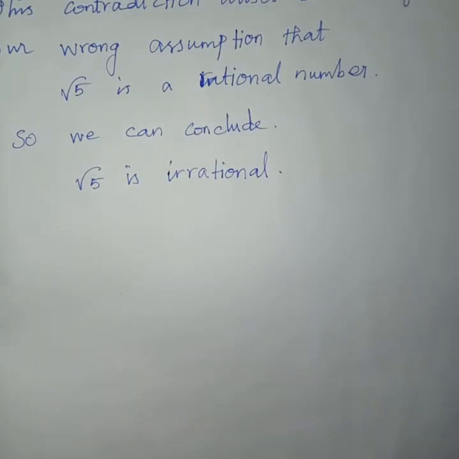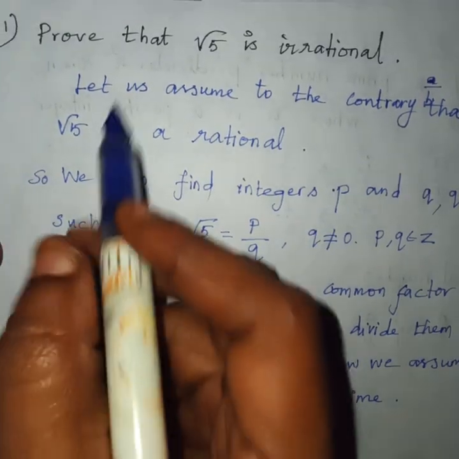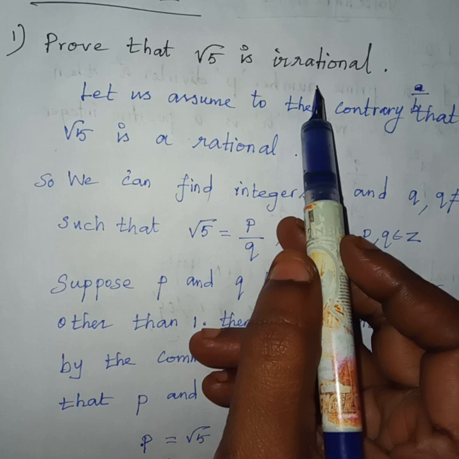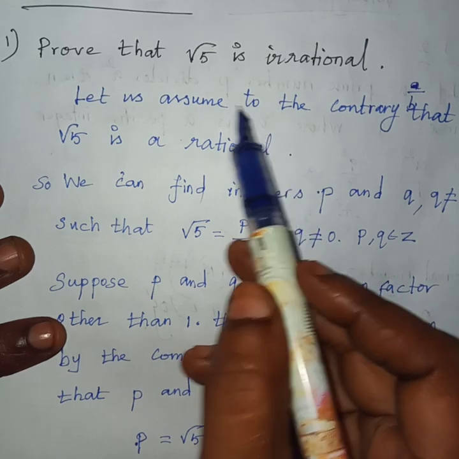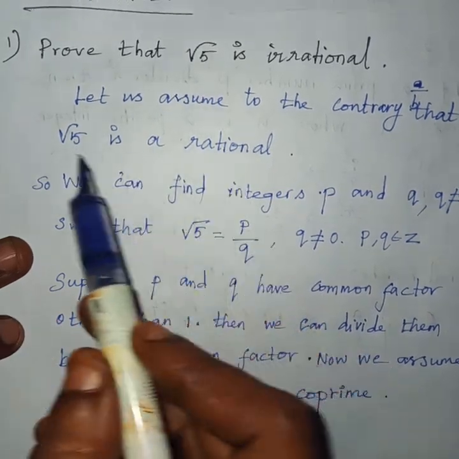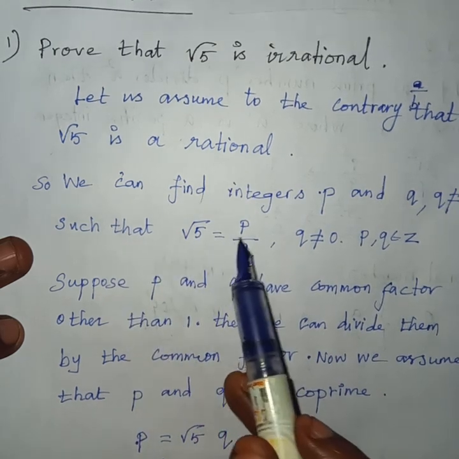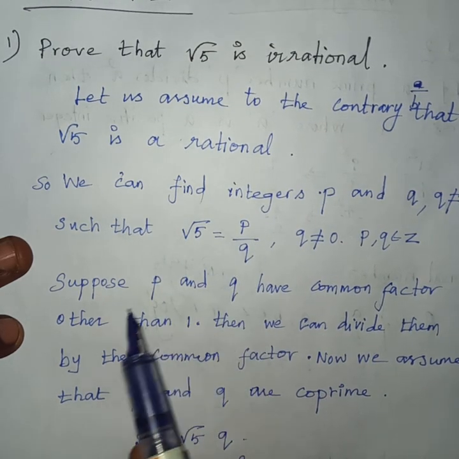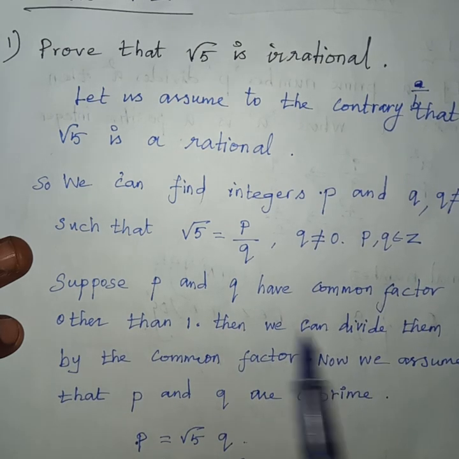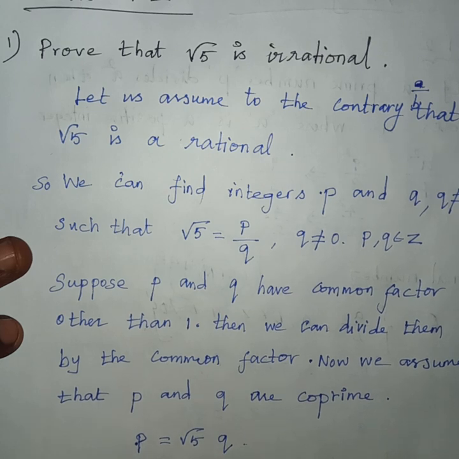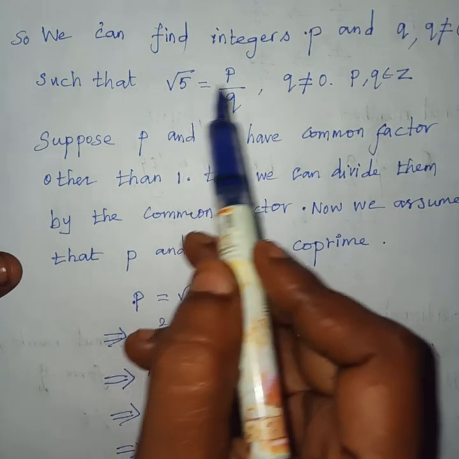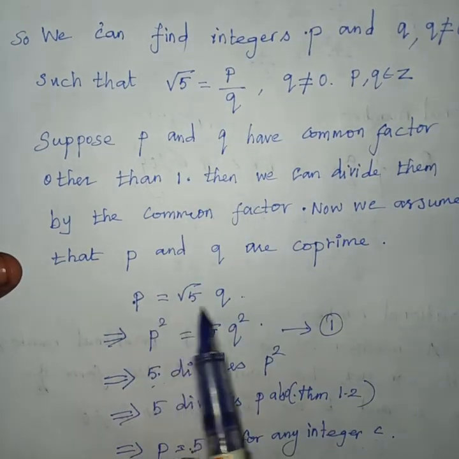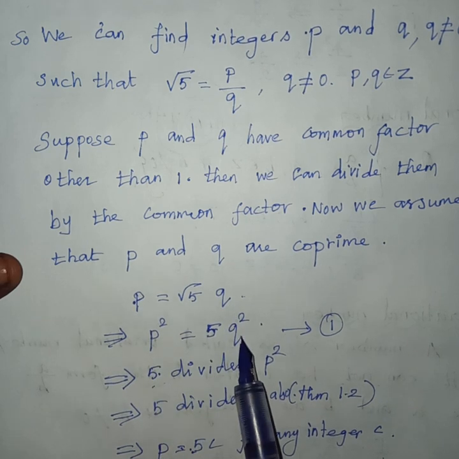Once again, let me recall this problem. First, they have given that root 5 is irrational. I already told you that we are going to prove this by the method of contradiction. So let us assume that root 5 is rational. If it is a rational number, we can write it in the form p by q, where p and q have no common factor other than 1, that is, p and q are co-prime. Co-prime means the common factor is 1 alone. So we can write p equal to root 5 q. Squaring on both sides, p squared equal to 5q squared.